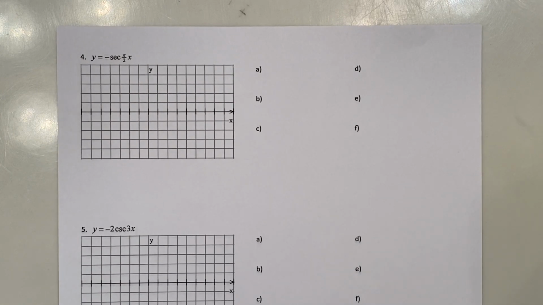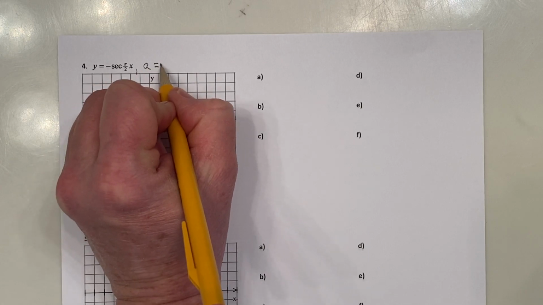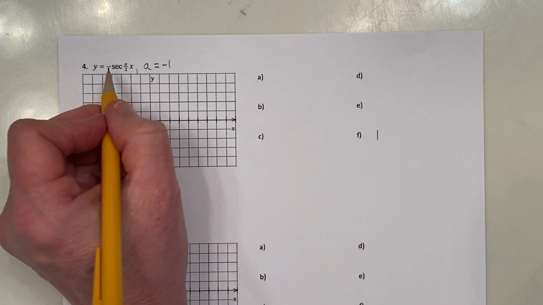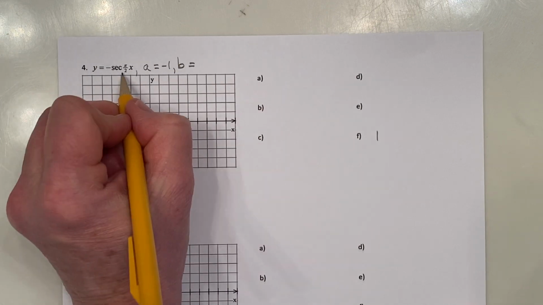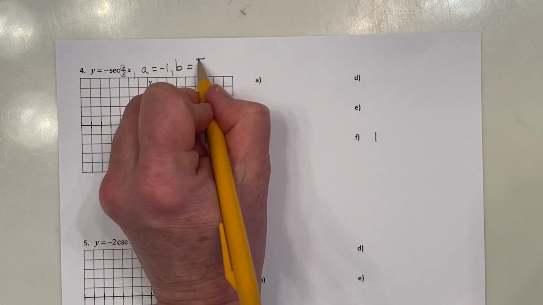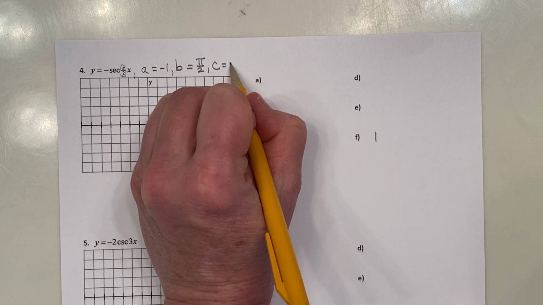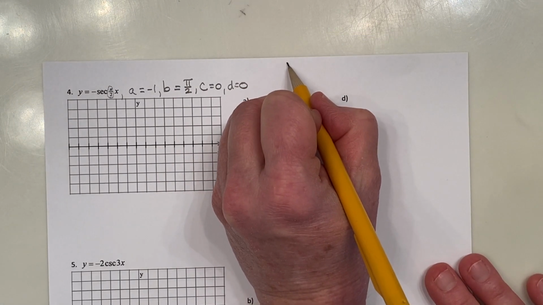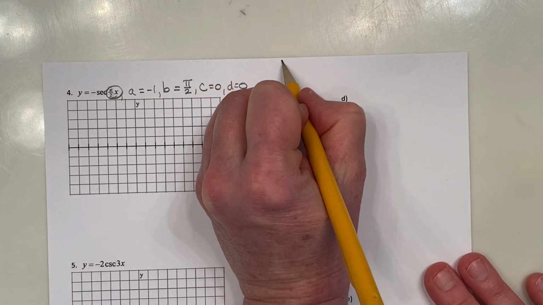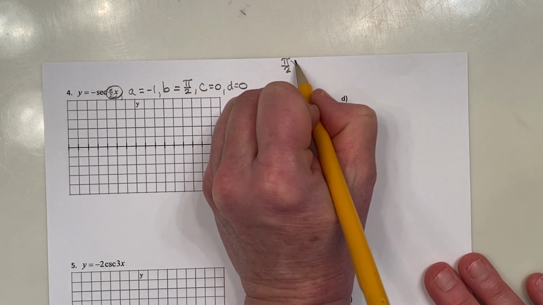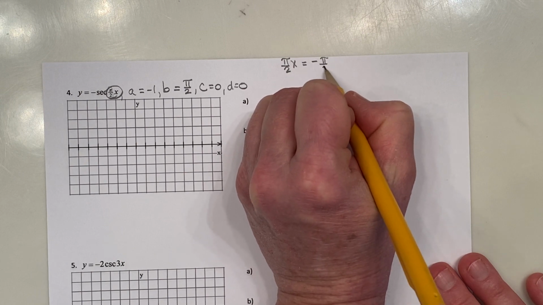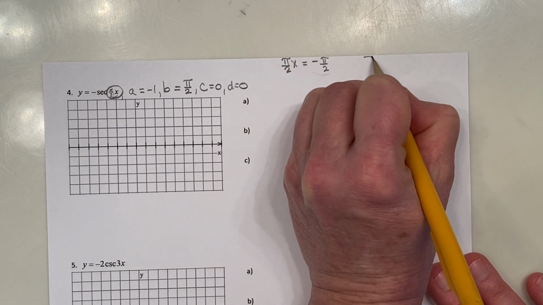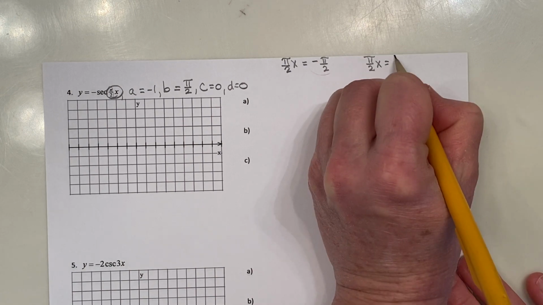Let's go ahead and state the A through D values. I'm going to go ahead and record the amplitude because I know that's 1. All right, B is pi over 2. There's no C or D values. All right, left vertical asymptote is Bx minus C equals -pi over 2, -pi over 2 for secant. And pi over 2x equals +pi over 2.